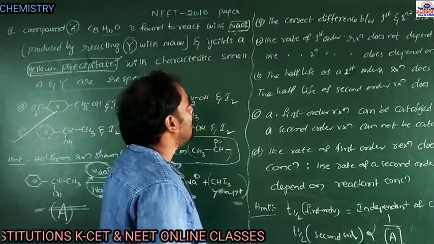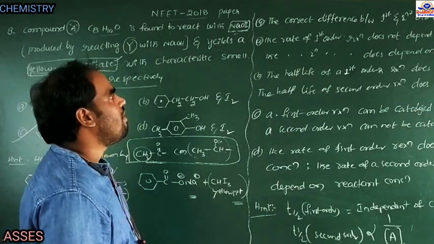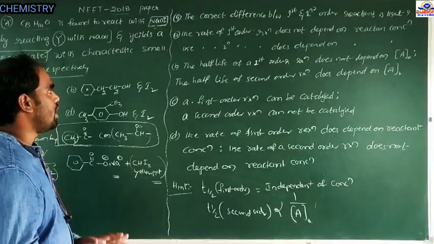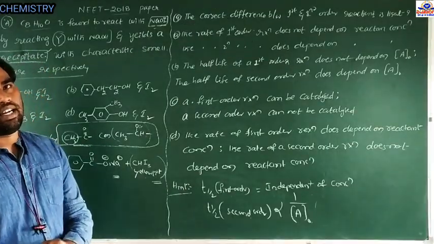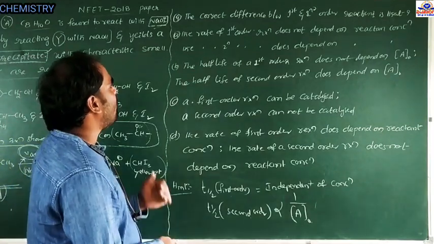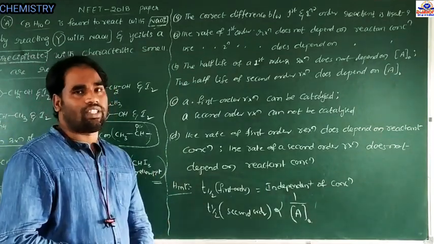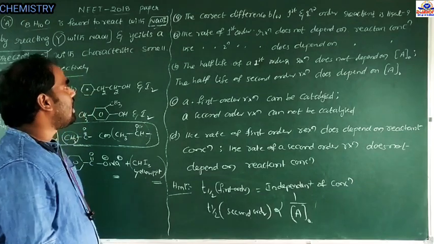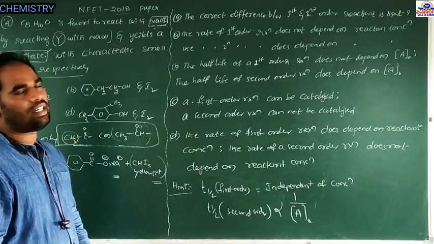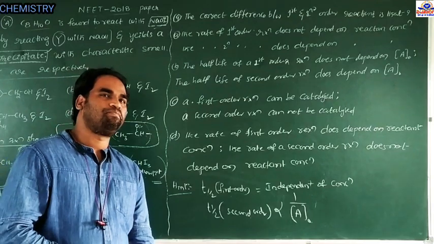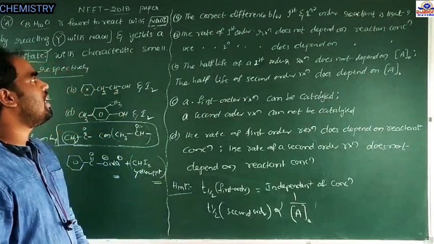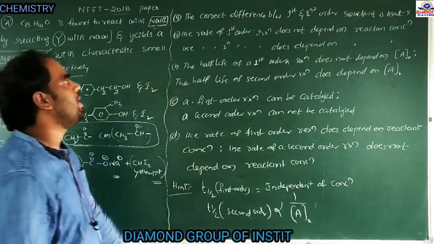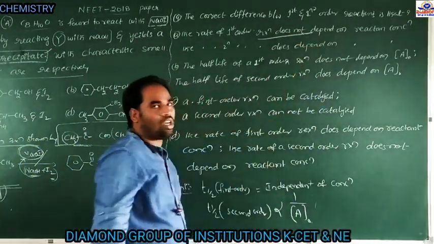Question number 9. The correct difference between first order and second order reaction. This is a chemical kinetics concept. Option A: the rate of first order reaction does not depend on reactant concentration, and the rate of second order reaction does depend on reactant concentration. Is this a correct statement? No. The rate of first order reaction does depend on concentration, so that is the wrong concept.